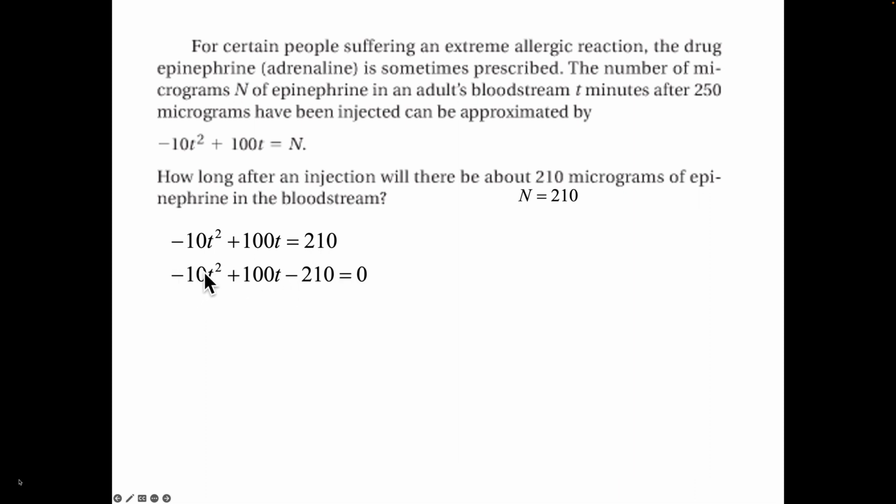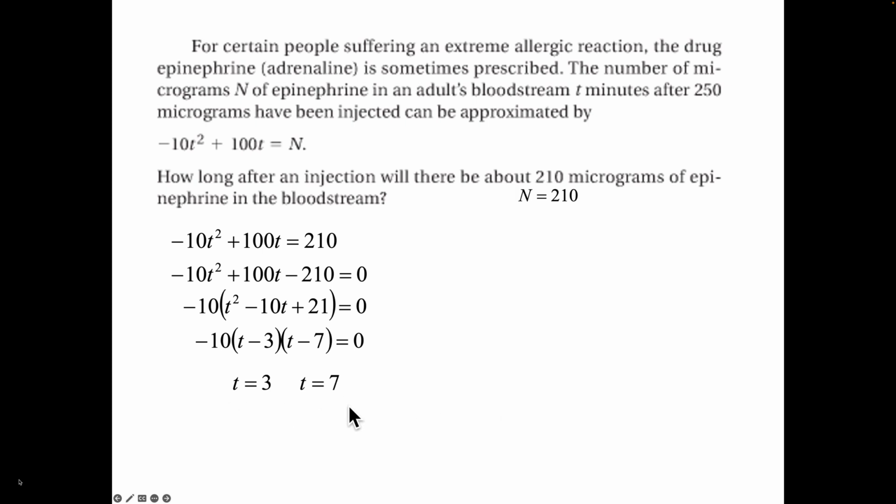We don't want this negative 10 here, so let's GCF that out as a negative 10. We can get rid of it, remember. Now I'm left with t squared minus 10t plus 21. What two numbers multiply to be 21 and add up to be negative 10? How about t minus 3 and t minus 7? Again, throw out the negative 10, so t is equal to 3 and t is equal to 7.